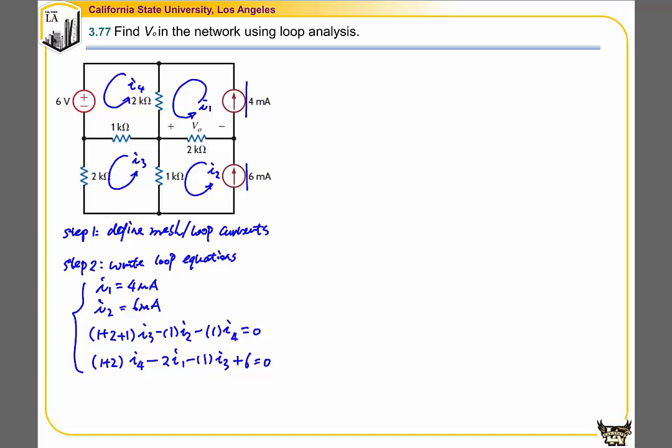Then step 3, we can solve this mesh equation. Actually, in this example, because we are looking for V0, we can find V0 by using I1 and I2. Although we wrote 4 equations, we don't need I3, I4 to solve this problem. So step 4, we can just get the conclusion.